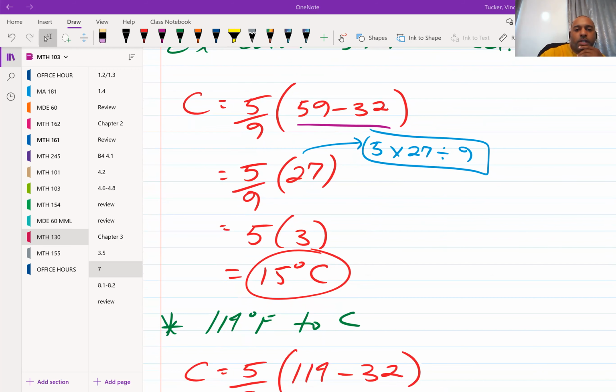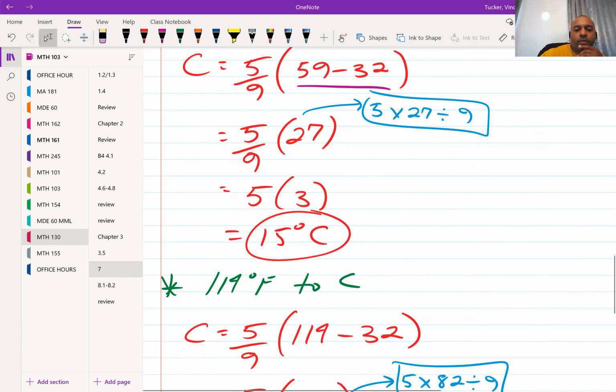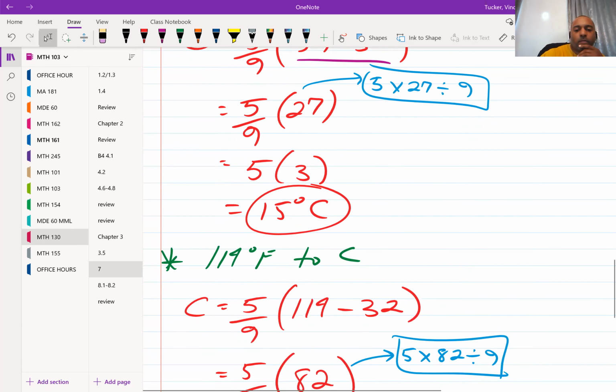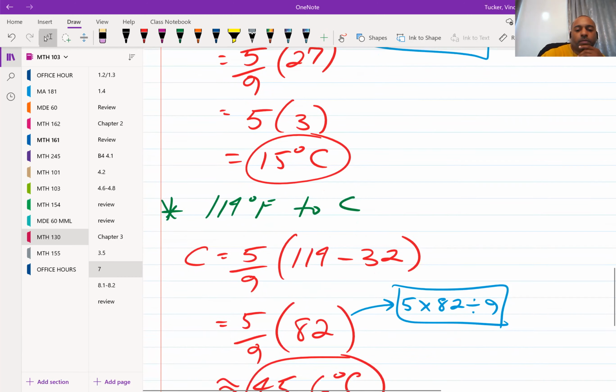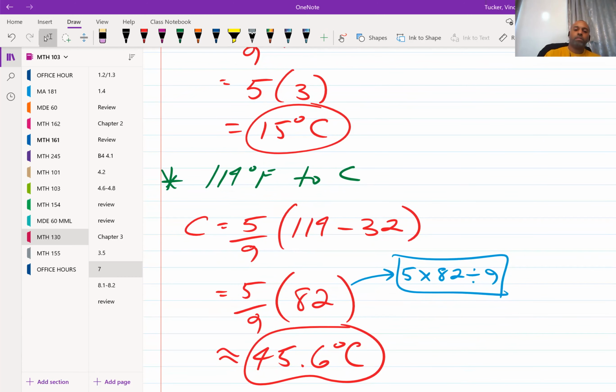All right, so just like with the 59, plug in 114. 114 minus 32 is 82. Then 5/9 times 82. If you have something like this, I'm pretty sure they will ask you to round to the nearest decimal, because this is a run-on decimal, so 45.6 degrees Celsius.